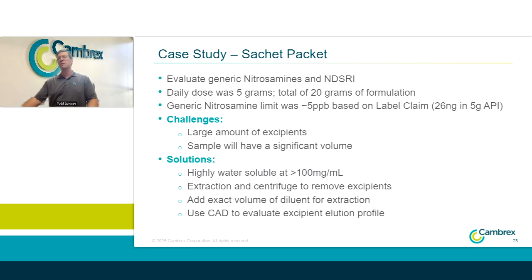The good news was the API itself was highly water soluble at over 100 mg per mil. And so we were able to go through an extraction and centrifugation process to remove the undissolved excipients. And by adding an exact volume of diluent on top of the sample prep, we were able to negate the volume created by the powder itself.